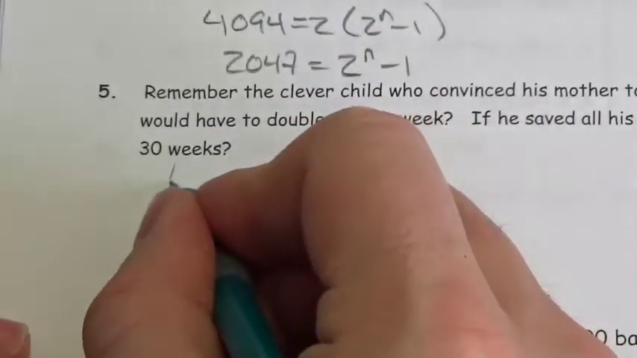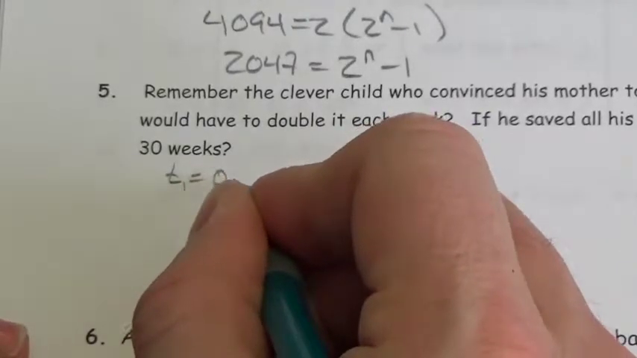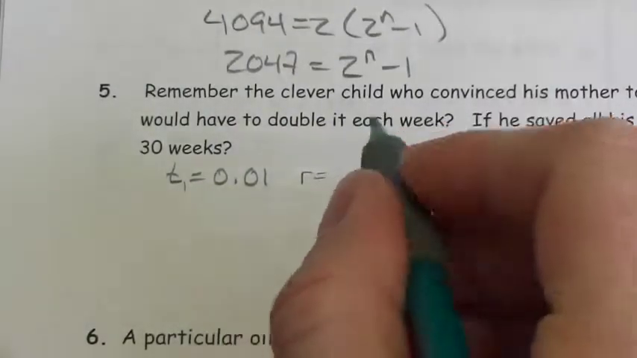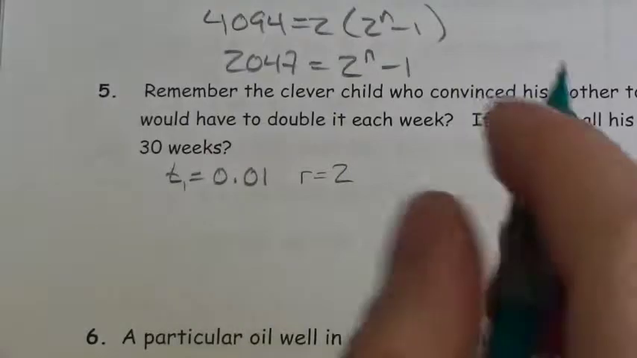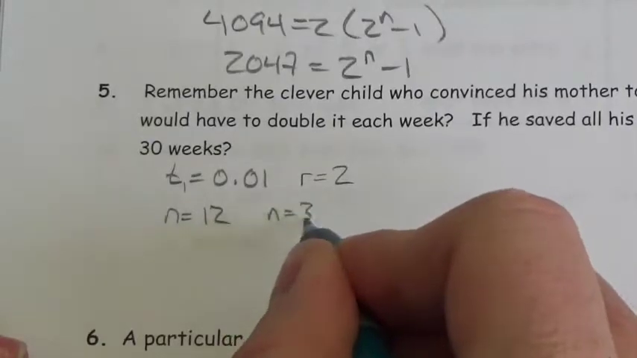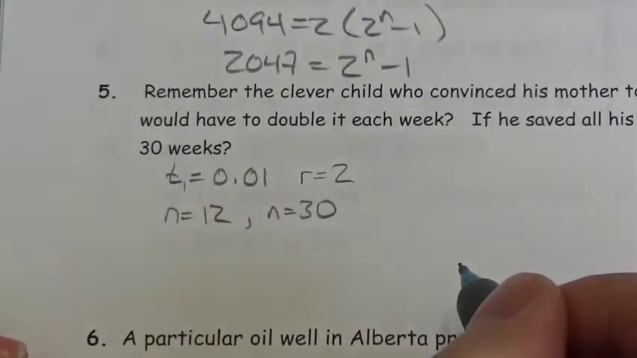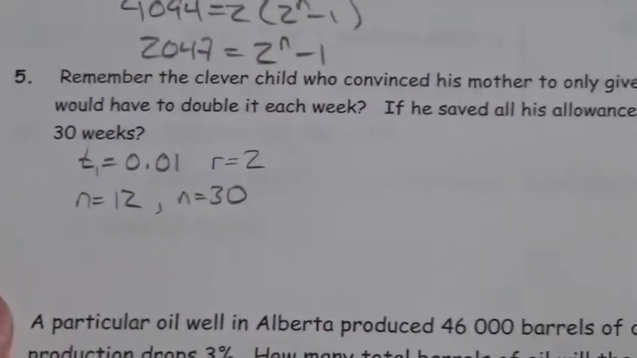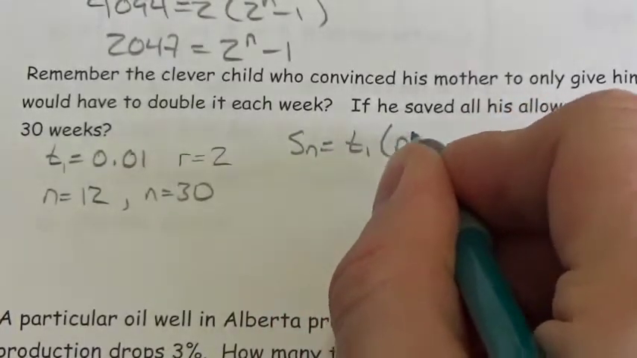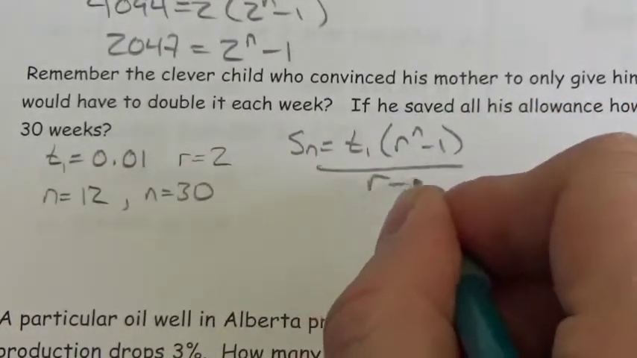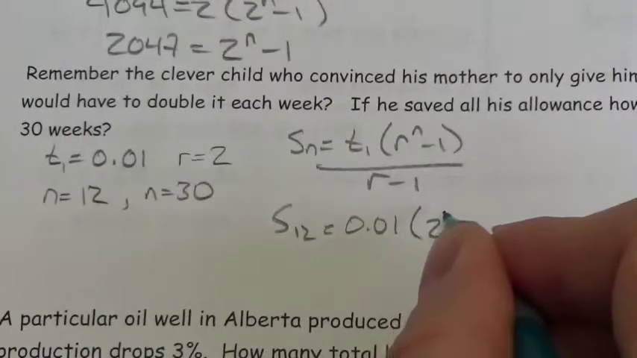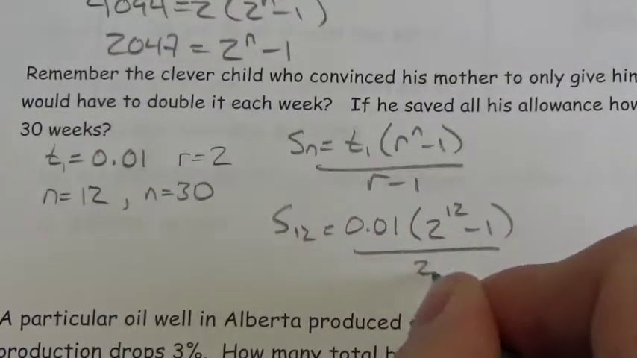Okay. Well, we know that the first term is a penny. So let's make it 0.01. We're doubling it each week, so let's make r equal to 2. Now, there are 2 questions here. I'm asking where n is equal to 12, and then when n is equal to 30. Okay, so 2 separate questions here. But that's all I need. This just becomes calculator work here. So I'm going to use my first formula. Sn is equal to T1 times r to the n minus 1 over r minus 1. Now, S12 is going to equal a penny multiplied by doubling 12 times minus 1 over 2 minus 1.